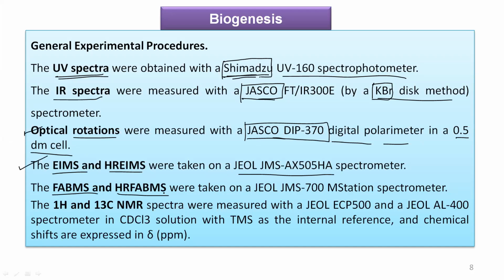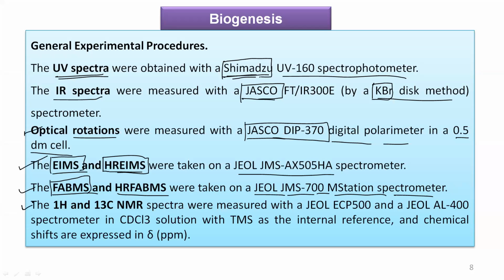Mass is FAB and this one. This belongs to mass, but here I am not sure. I think some ionic compounds they calculate using this type of spectrophotometer. Let's see, if we search Google also, we will understand. Then FABMS and HRFABMS were taken on JEOL JMS. This is an MS station spectrophotometer. We can calculate the m/z ratio using this one.